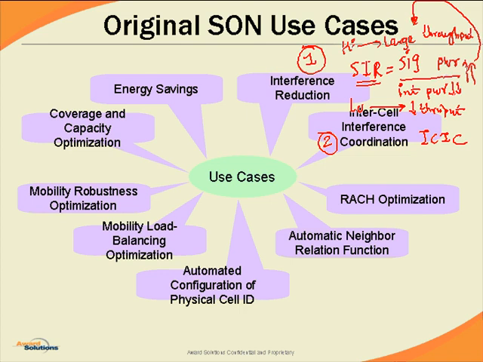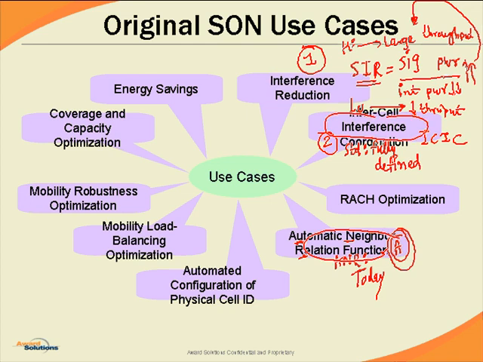We have automatic neighbor list creation, ANR, the automatic neighbor relation function. That is available today. And the ICIC feature is, from the standard perspective, already defined. Some vendors are supporting that now, some will support it later. But in terms of general availability, these functions are available even today.